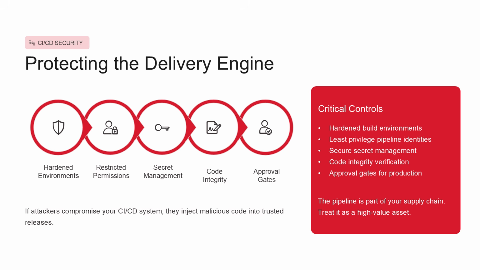For example, instead of embedding credentials in scripts, you use secure secret stores. Instead of allowing broad admin permissions to pipeline accounts, you define scoped roles. Pipeline runtime environments should be monitored. Execution logs should be centralized. Outbound access from build runners should be controlled. The pipeline is part of your supply chain. If the pipeline is compromised, everything downstream is compromised. Architecturally, it must be treated as a high-value asset.